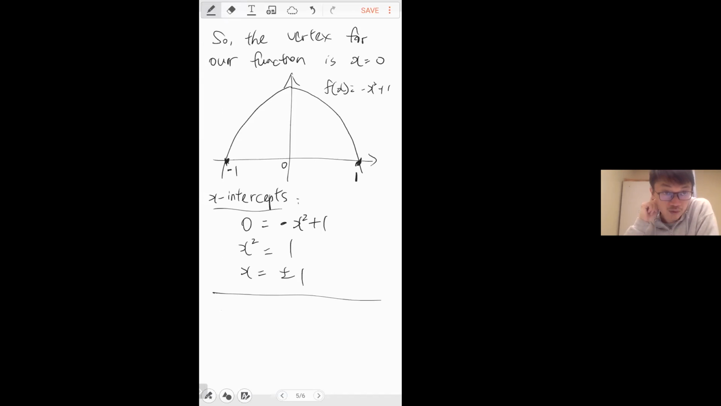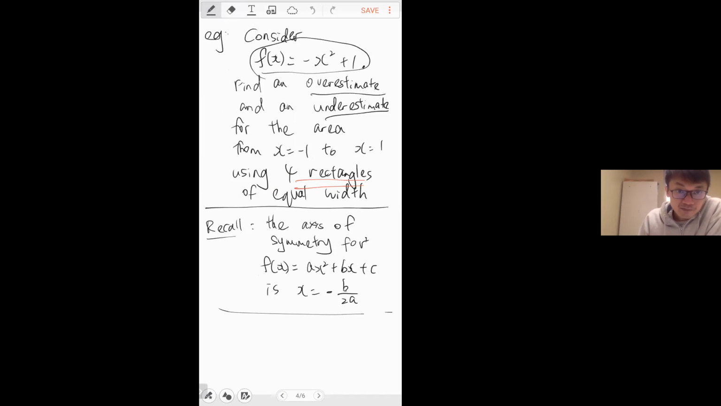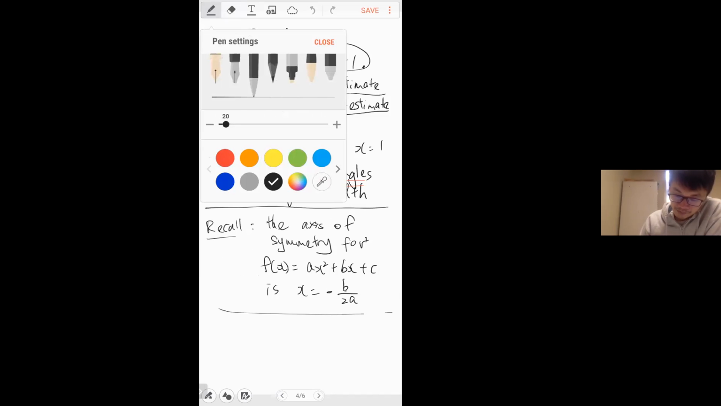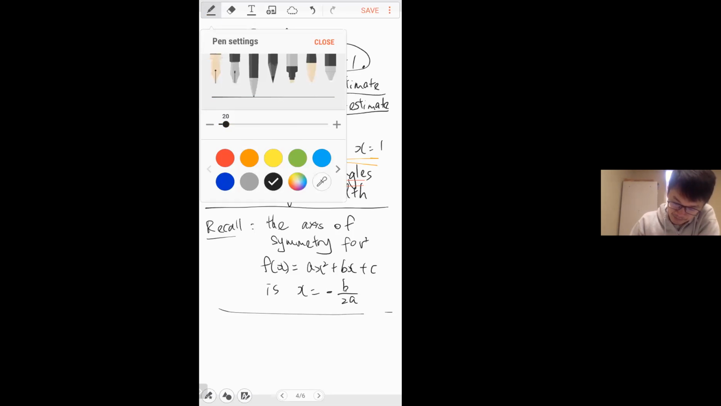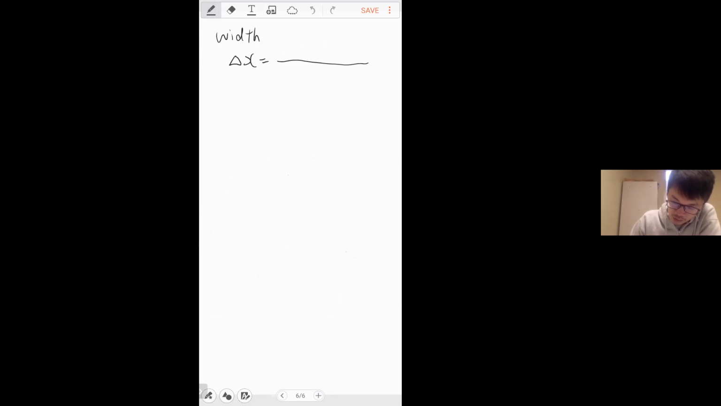What is the length of the interval? We are going from -1 to 1. So what is the length of the interval? Yeah, 2. So you do 1 minus -1. That's 2. And then the number of rectangles should be 4. So that gives you 2 over 4, which is 1/2. Question?